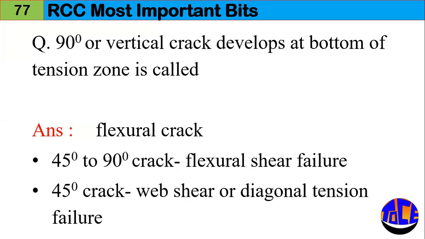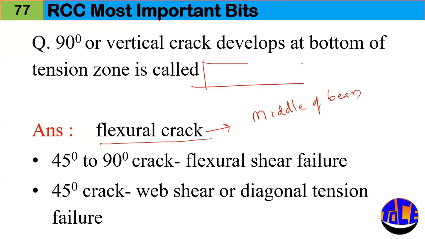Question number 77. A 90-degree or vertical crack that develops at the bottom of the tension zone is called a flexural crack. Usually this flexural crack will develop at the center or mid span of the beam. So at the beam center, you will have a 90-degree crack. So this crack is called flexural crack.